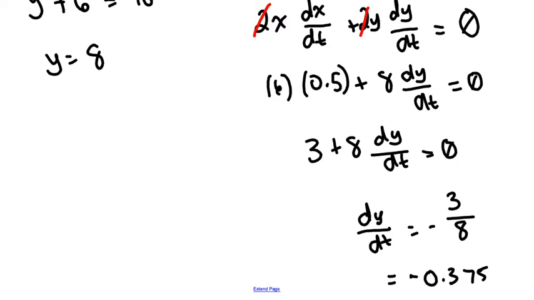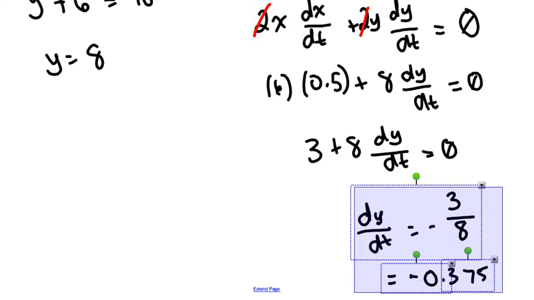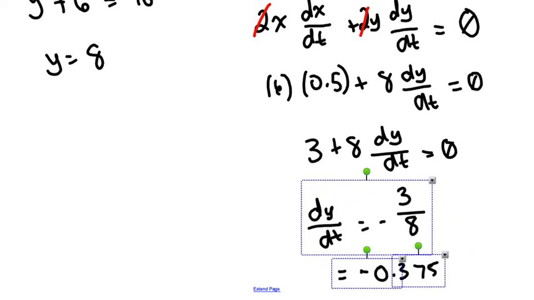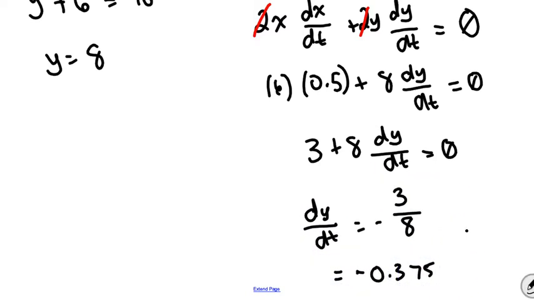I'm actually going to move this all over so I can fit units in here. So the units for this dy/dt were feet per second. Okay, and now we got a negative, so let me just clarify why we got a negative. All right, so negative 0.375.